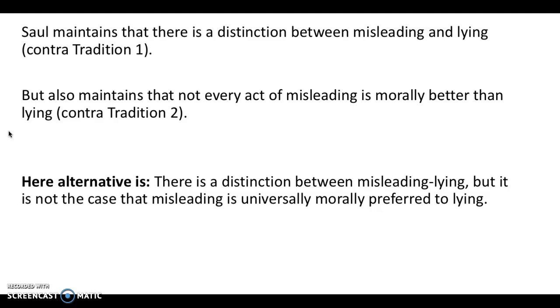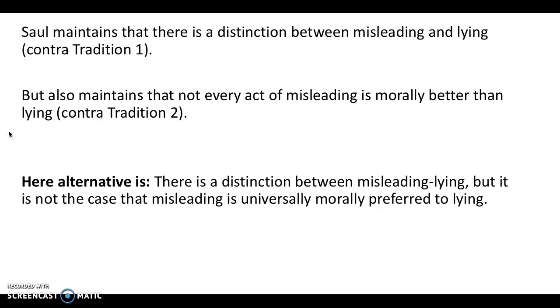However, it's not going to be the case that every act of misleading is going to be morally preferable to lying the way that the second tradition maintains, right? So in the first tradition, there is no distinction to be made. So it's not going to be the case that misleading is going to be preferred to lying. It's going to depend on a particular act of deception and what the motivations or consequences are going to be. That's not what is being said in the second tradition.